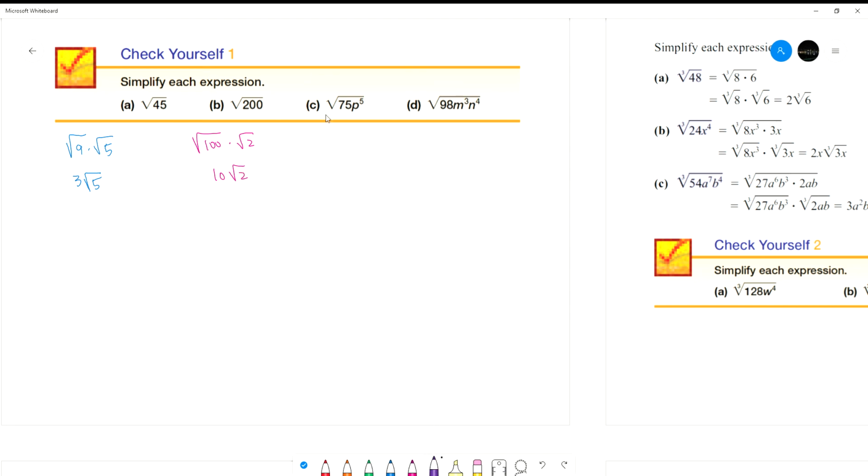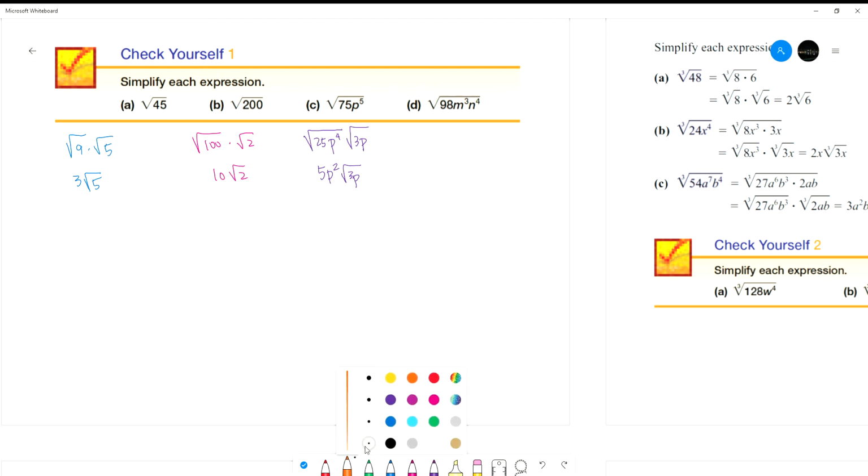For part C, I see that the 75 is 25 times 3, right? So I'll do the square root of 25, and the p has to be to the 4th power, a multiple of 2, right? Square root. So we have 3 times p left over. So now the first radical simplifies to 5p squared, radical 3p.